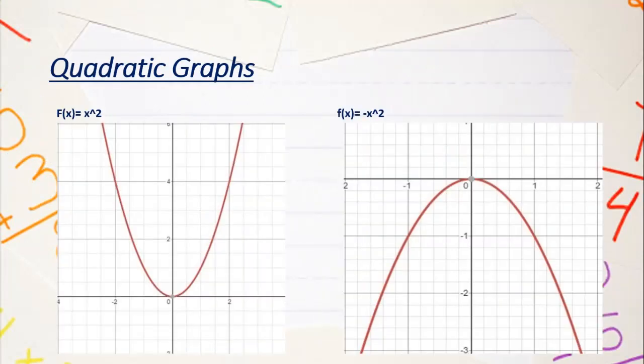We have different types of graphs now. Quadratic graph is one of the types. f(x) = x². I just told you in the beginning that whenever we have a positive sign, it's a happy face. So x² is positive, so it has a happy face. And f(x) = −x² means a sad face.